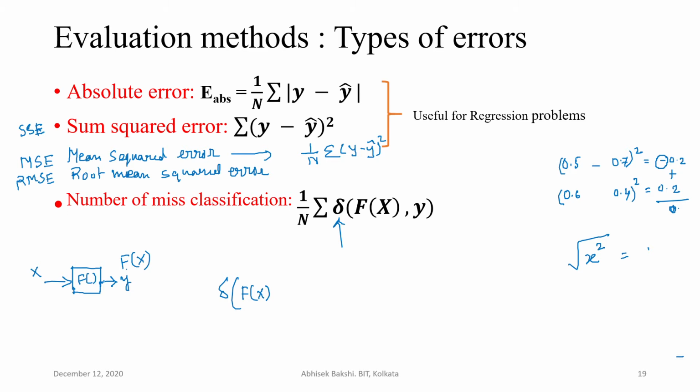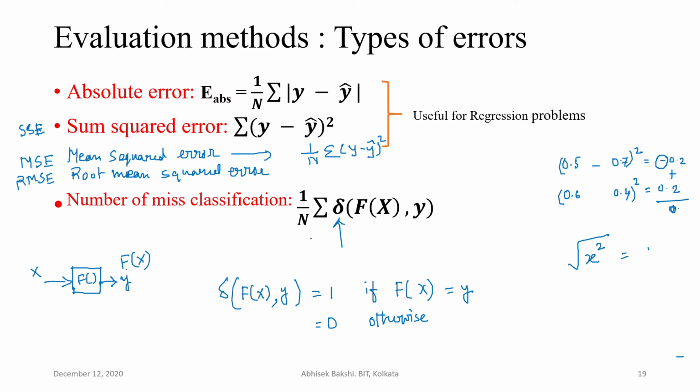This y we can also represent as f(x), because we are considering this as our f. In some situations f(x) and the actual y are the same, and in some cases f(x) and the actual y are different. So delta of f(x) and y will be equal to 1 if f(x) equals y, and equal to 0 otherwise. This is the definition of the delta function.